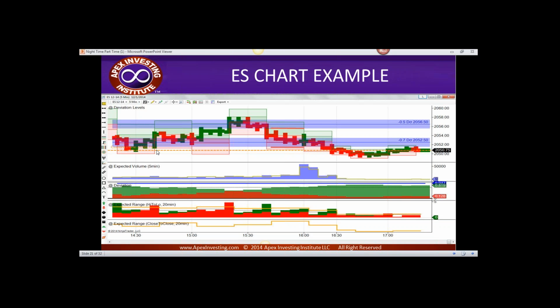Someone's asking, what is ES? ES is just the chart symbol for the S&P 500, which is the US 500 on Nadex. Okay.